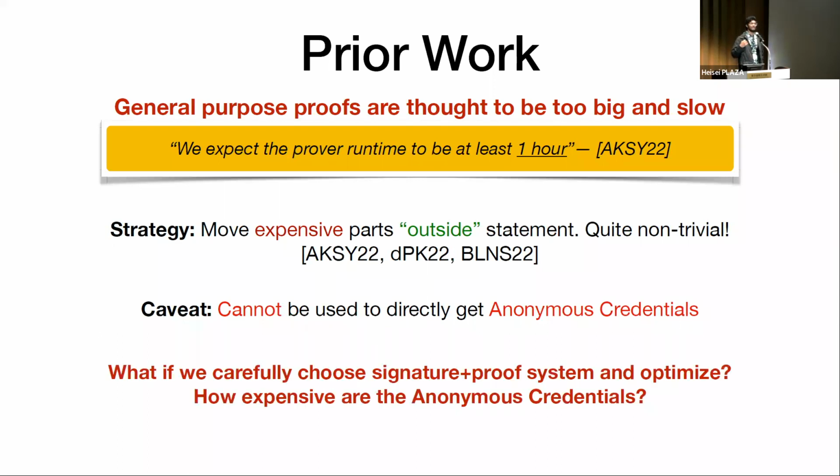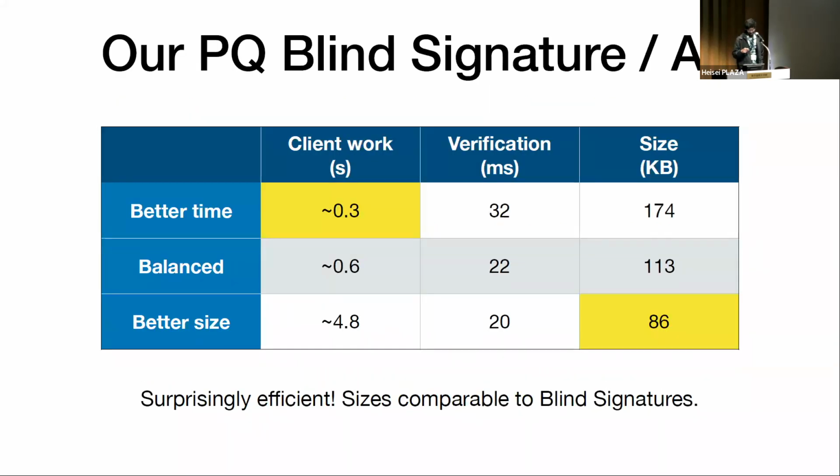But, let's say you really wanted anonymous credentials. So we asked the following question, right? What if we just carefully chose the signature scheme and the proof system, and we really optimize it to death? How expensive are these anonymous credentials really going to be? Turns out, we were surprised by the numbers ourselves. So the prover time, in the best case, can be as low as 1/3 of a second. And the proof sizes are actually comparable to the best known blind signatures or post-quantum blind signatures as of today. We're in some sense 2x worse or something, but you're not paying for nothing.